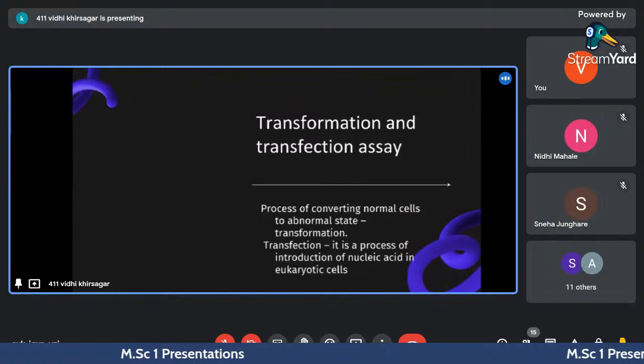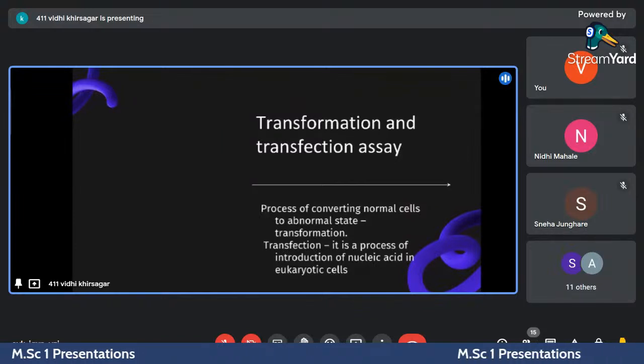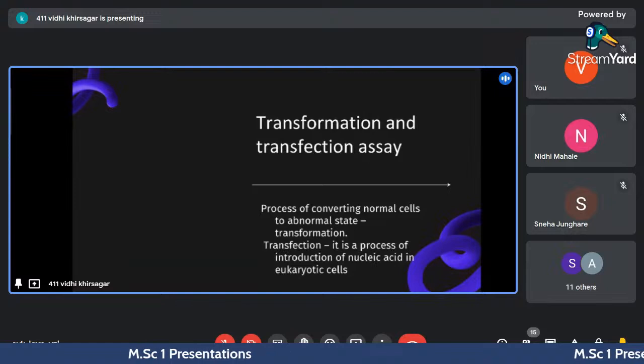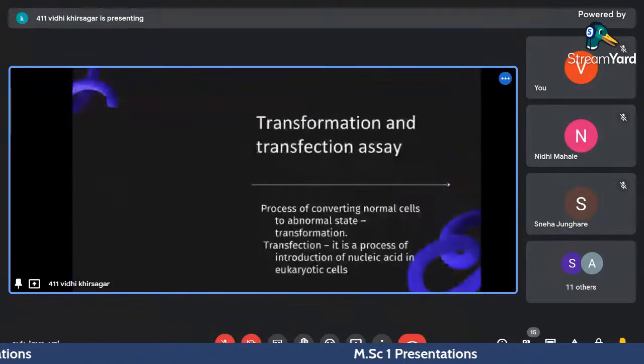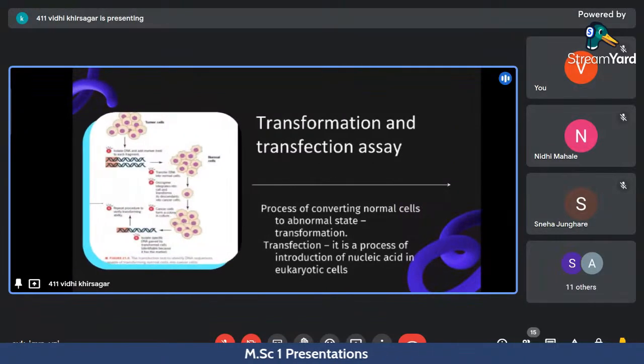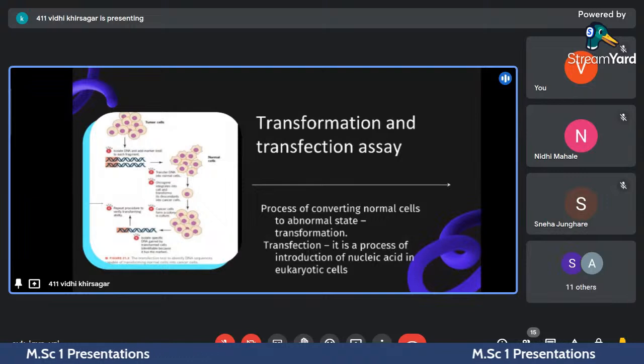Now, what is transformation? Transformation is the process where the normal cell is transformed to a cancerous state. And what is transfection assay? A transfection test is done to identify DNA sequences capable of transforming normal cells into cancerous cells.